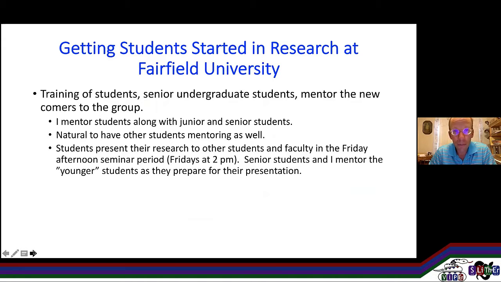Oftentimes when students come to Fairfield, the senior students mentor the newcomers. I'm always in the lab with them as well. I moved into a new lab 2 years ago, so I've got a good spot to hang out and help them. Even though they're doing a lot of the chemistry themselves, working with their hands, I'm there to help and teach. It's really good to have other students mentor as well, because they learn from them too.